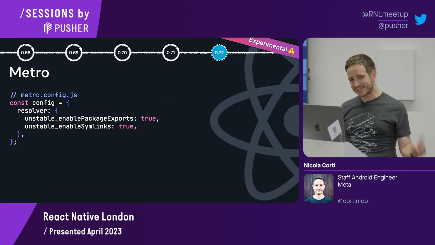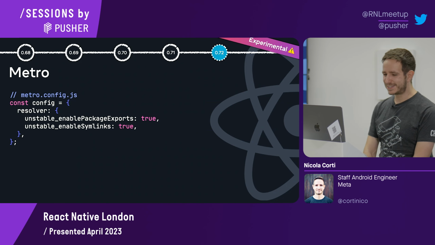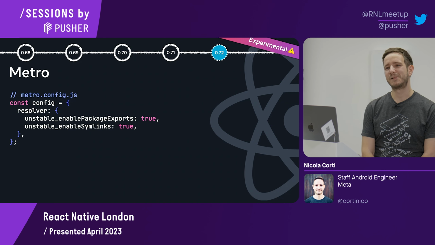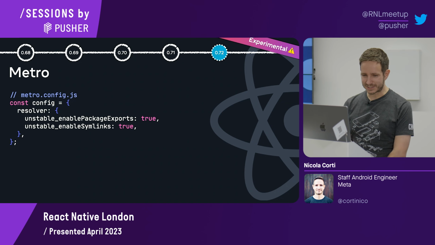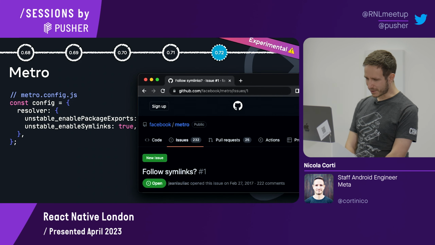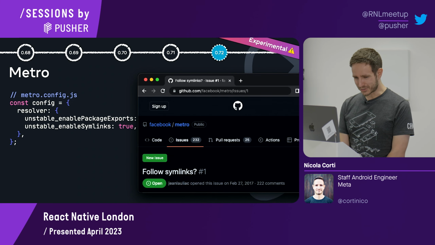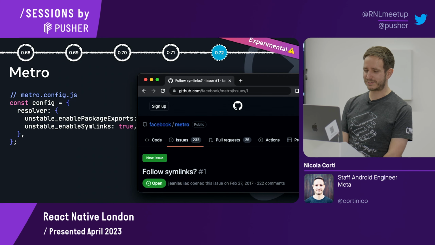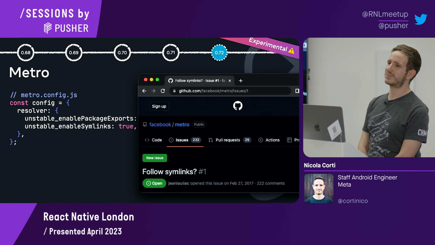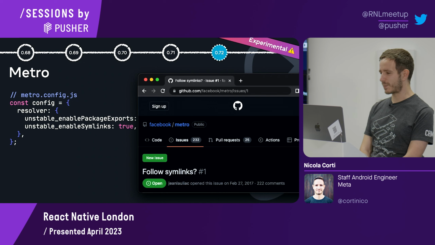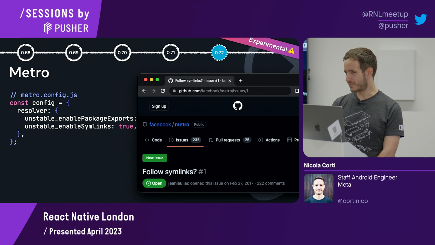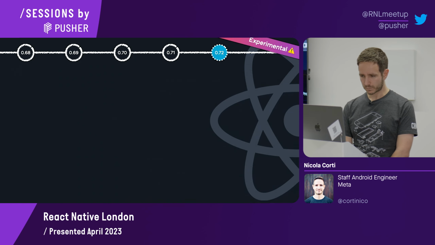Another thing that's coming for Metro is unstable_enableSymlinks, which sort of speaks for itself. It fixes issue number 1 of Metro, which was opened in 2017 and has been there for a while. So symlink support for Metro is coming, and we're hoping to collect your feedback.